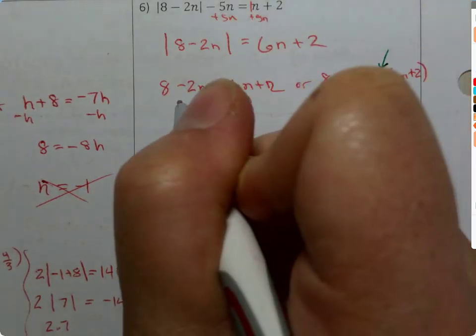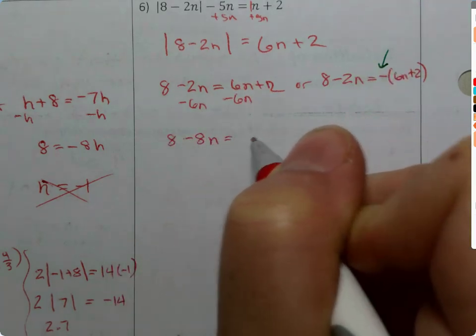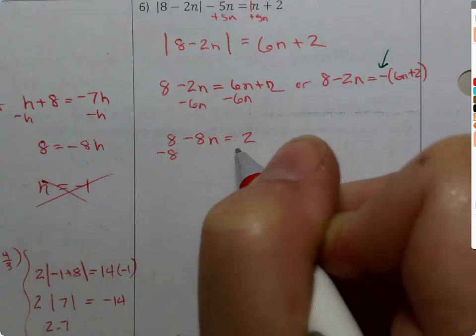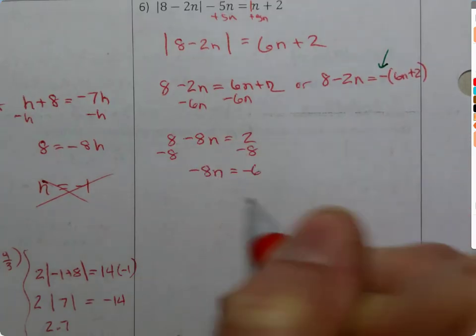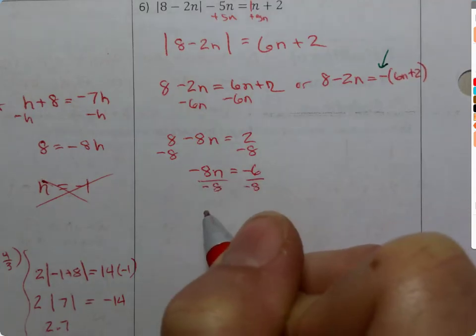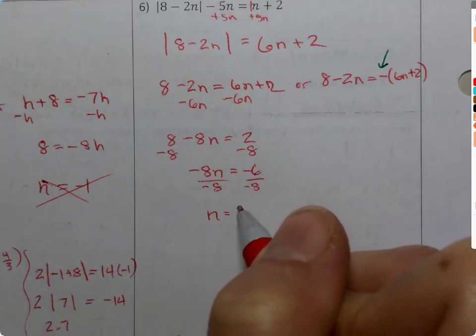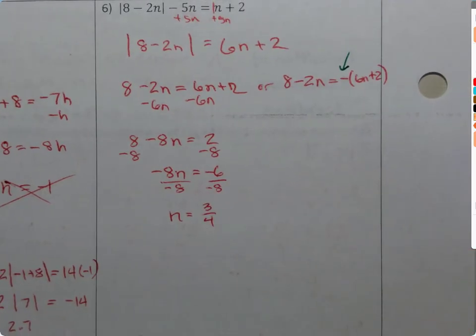All right, so go ahead and clean this up. I'm moving this to the left. Maybe you don't like that. Whatever works for you. At the same time, maybe you move the 8 by subtracting it. So I have negative 8n equals negative 6. I'm going to divide by negative 8. I think sometimes it helps us to show that so we don't flip our fraction, and we should get a positive 3 over 4. So that's my first outcome.